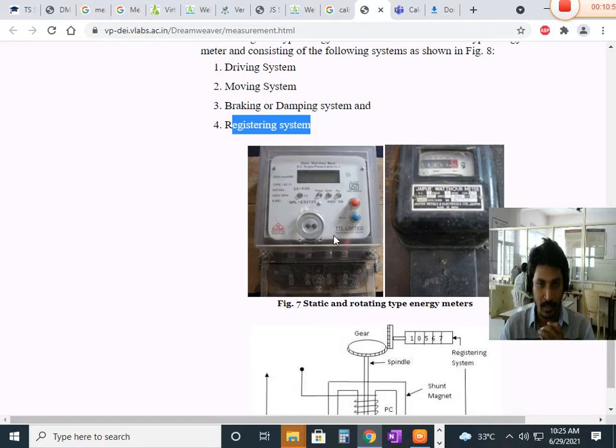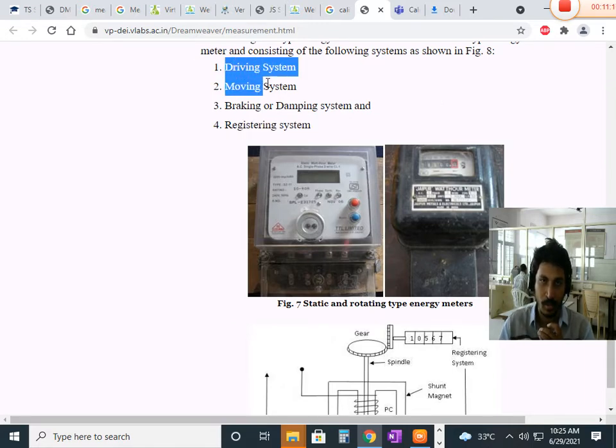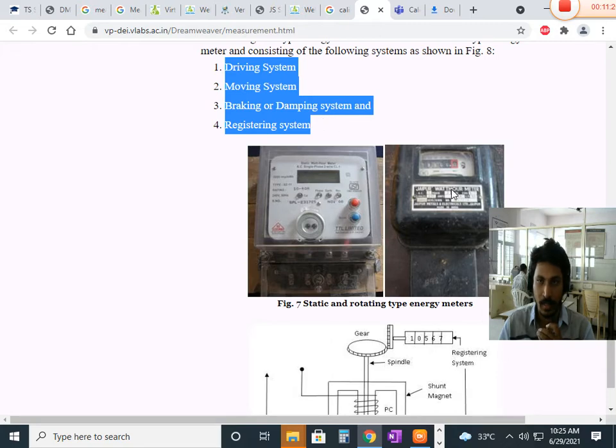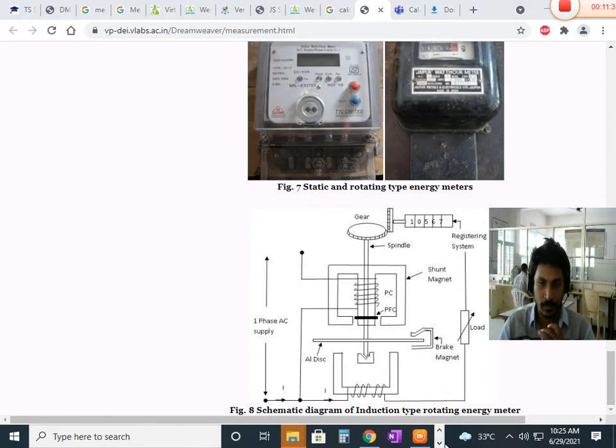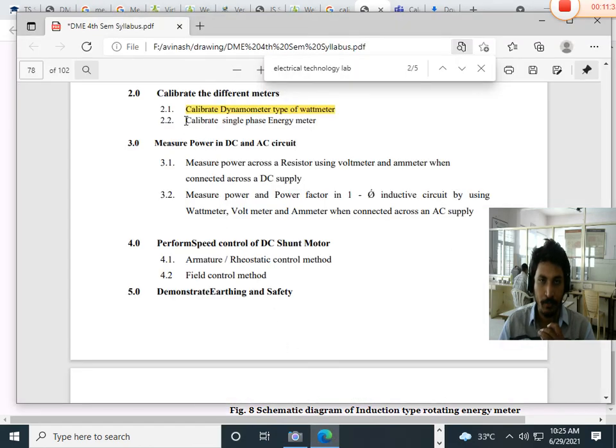You can see here the first figure shows the digital instrument, that is the static instrument, whereas the second figure in figure 7 shows the rotating type energy meter, that is the old model energy meter, where you have the rotating disc. All four systems are shown in this second figure. So this way we have completed the calibration of the energy meter.